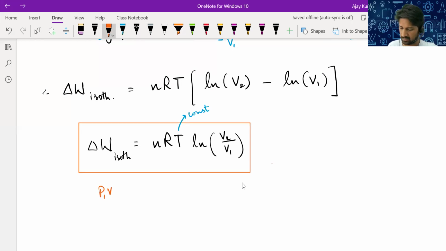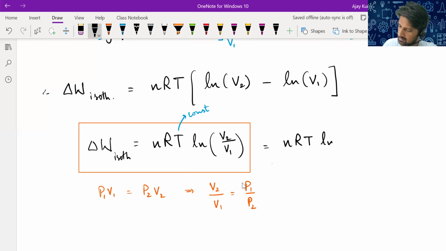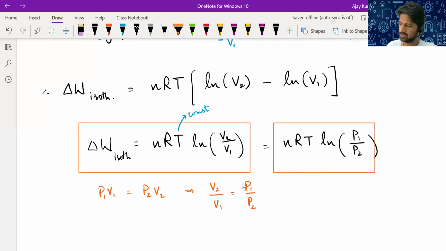So initial pressure multiplied with initial volume will be equal to final pressure multiplied with final volume. So you can write V2 by V1 as P1 divided by P2 also. Ratio of volumes can be expressed in terms of ratio of pressures. So the work done can also be expressed as nRT ln P1 divided by P2. Which formula you use depends on what information is given in the problem. If they give you the ratio of final to initial volumes, you will use V2 by V1. If they give you ratio of pressures, you will use P1 by P2.